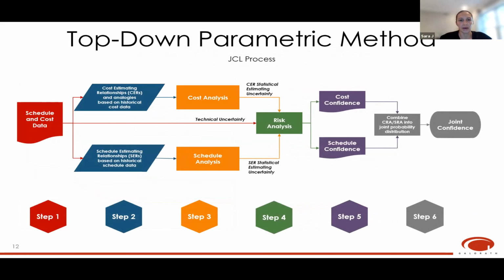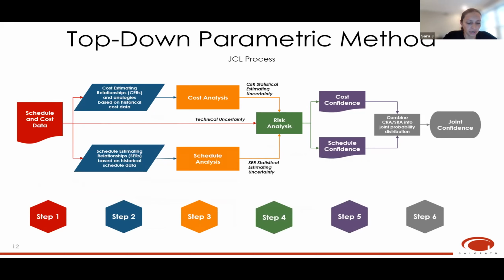Here's a process map using 6 steps for the top-down parametric approach. In step 1, we start with the cost and schedule data. You would collect cost and schedule data separately. Next, you would use the cost and schedule data to develop cost and schedule estimating relationships using analogies from historical data for each of those, the CER and the SER.